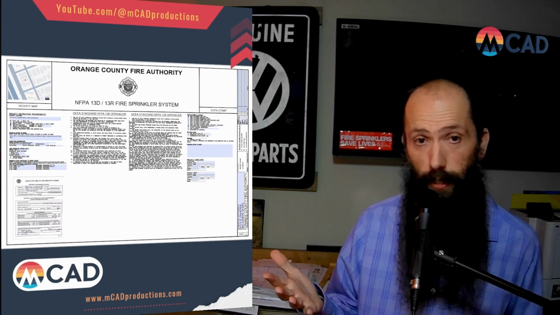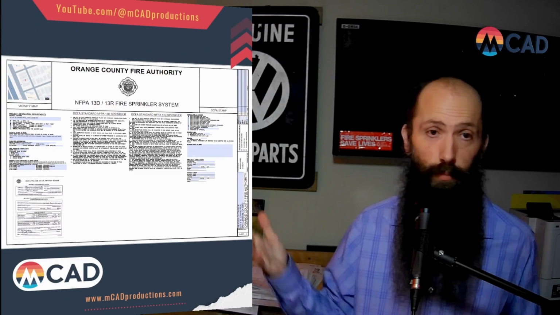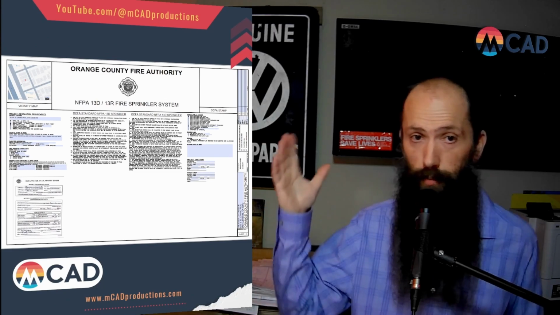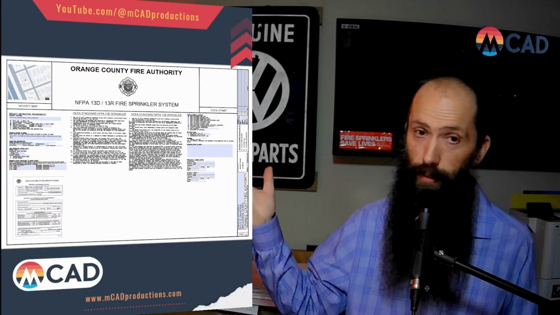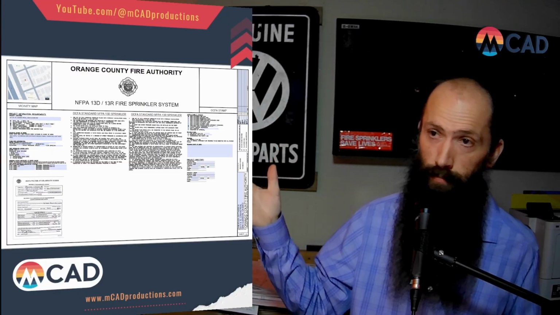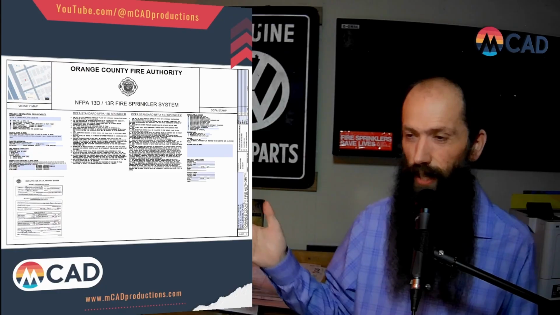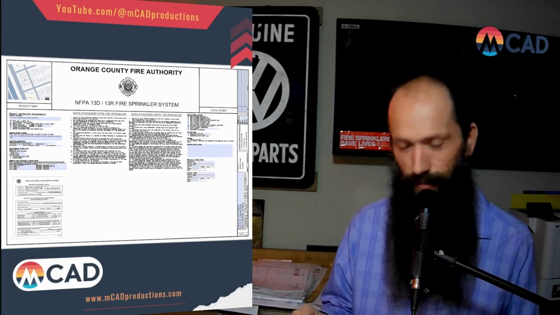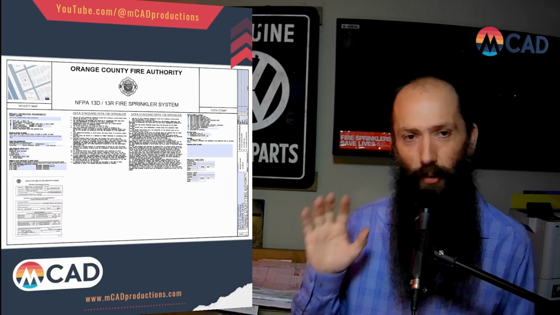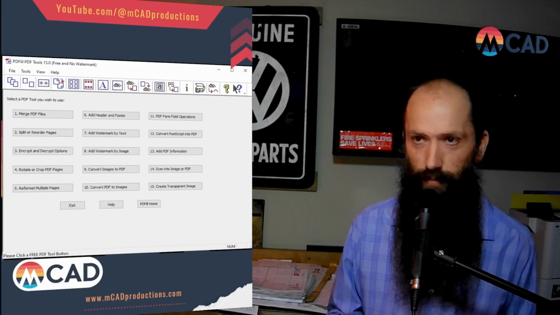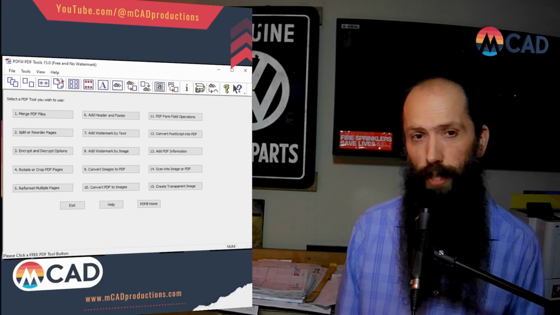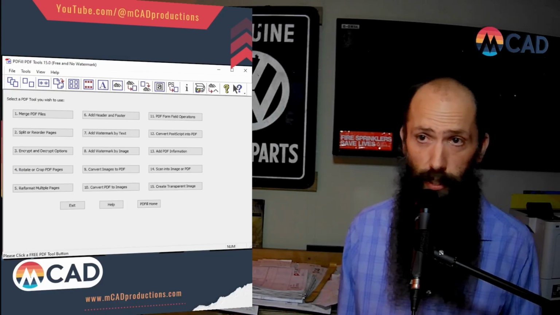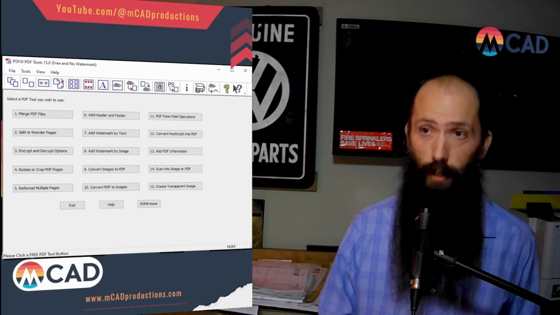If you have something like this at the jurisdiction where you're at, how do you add that to your drawing? You can't really add this as a page in AutoCAD. I mean, I guess you could theoretically do it that way, but we're not going there. What's much easier is to use a tool like I recommend, PDFill free PDF tools.